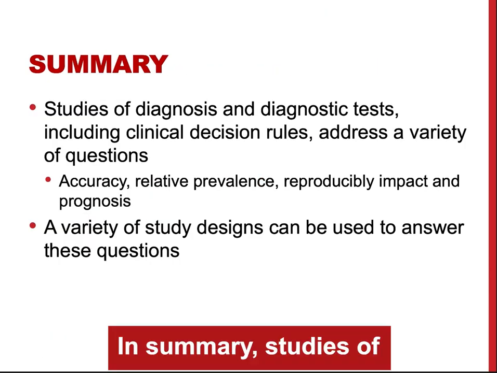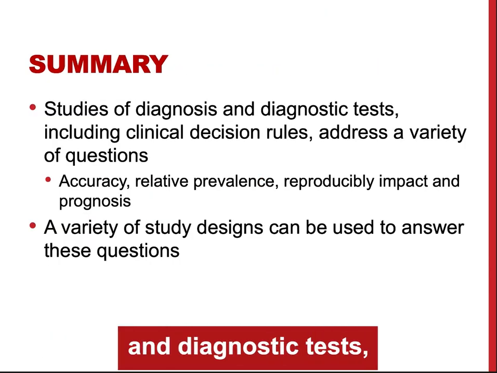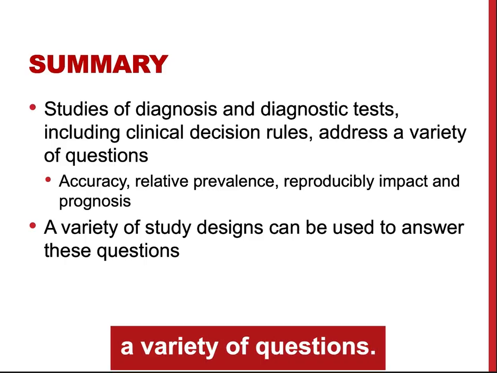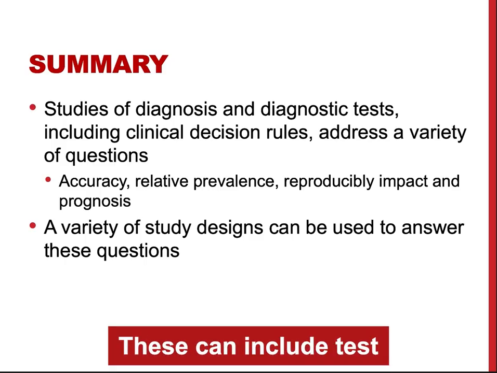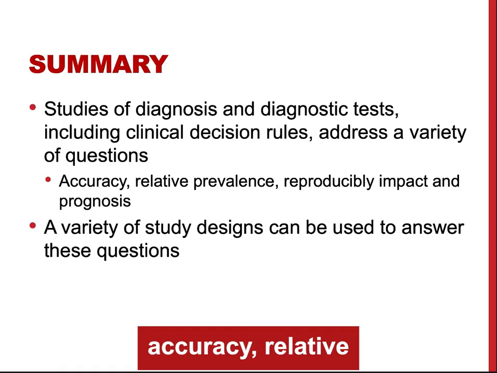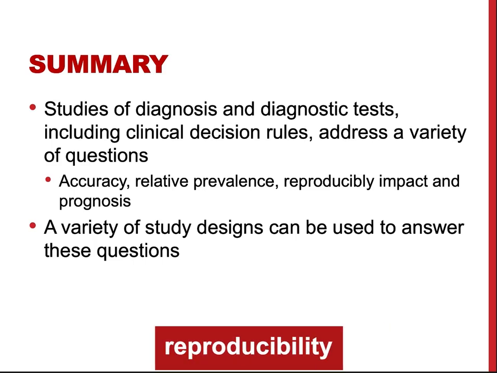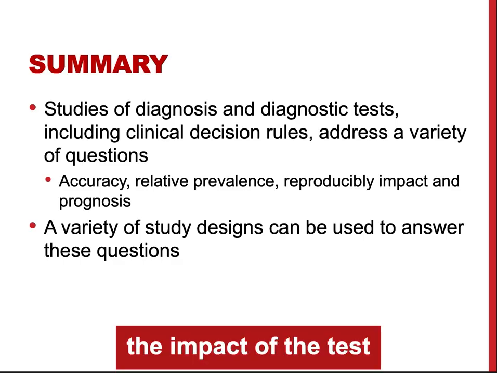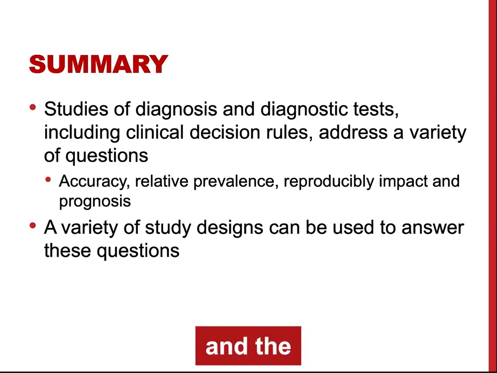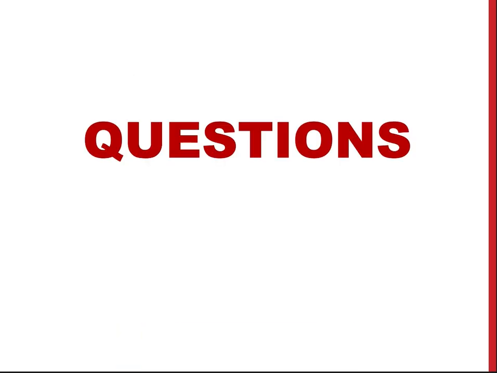In summary, studies of diagnosis and diagnostic tests, including clinical decision rules, address a variety of questions. These can include test or rule accuracy, relative prevalence of disease for differential diagnosis, reproducibility for test interpretation, the impact of the test on outcomes, and the prognostic implications of a test. A variety of study designs can be used to answer these questions.